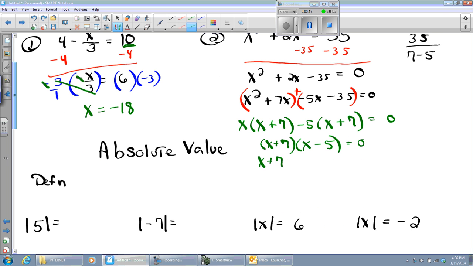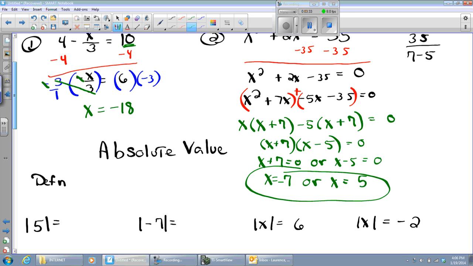Now I solve. X plus 7 equals 0, or x minus 5 equals 0. And so x is going to equal negative 7, or x is going to equal 5. There are my two solutions. Now, just to show the point, remember, my equation is x squared plus 2x minus 35. If I put negative 7 in, or if I put positive 5 in, I should get 0 for both equations. And just in the interest of time, I'm going to do it on a calculator.